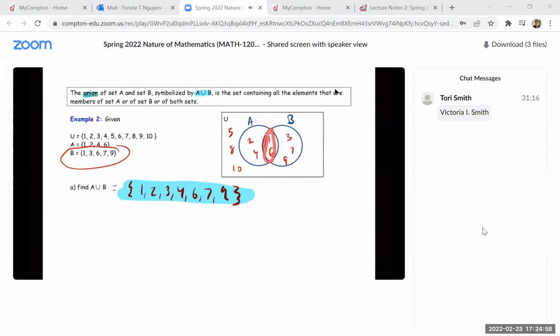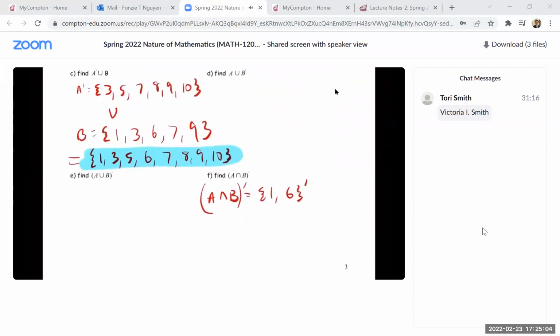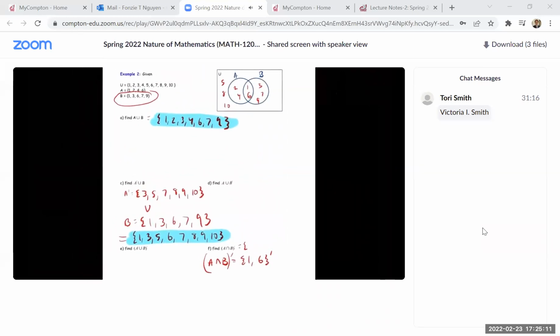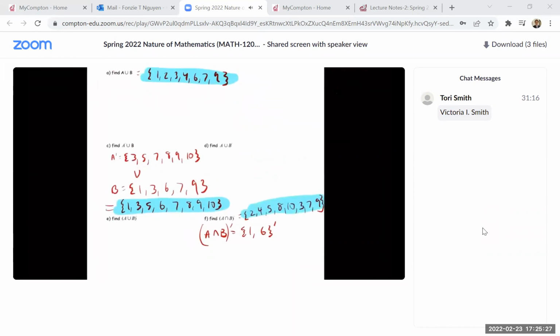Yeah, you got it right. So everything outside of 1 and 6 would be the rest of these. It doesn't have to be in any specific order. So it's going to be 2, 4, 5, 8, 10, 3, 7, and 9. So everything except 1 and 6. All right, so that's how you would do the complement of the intersection.